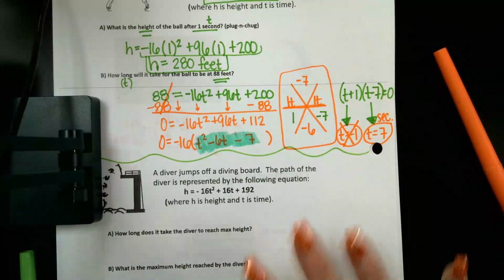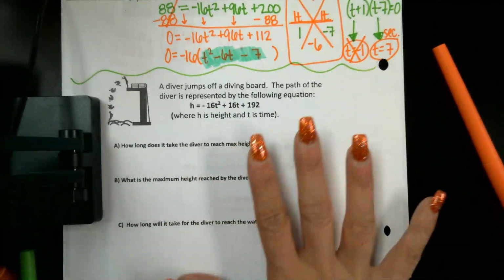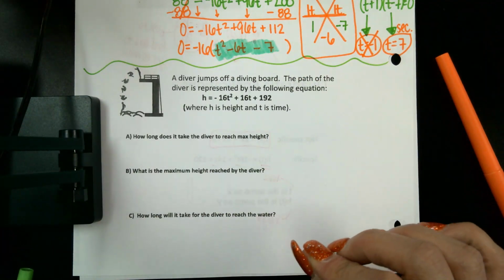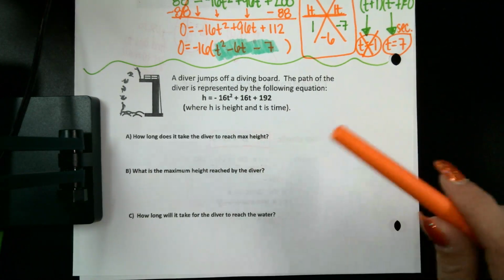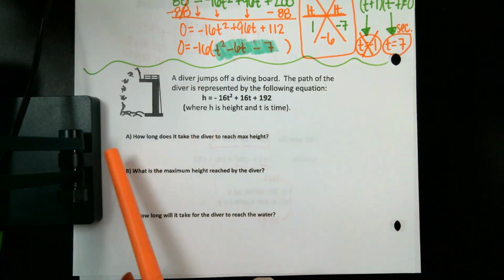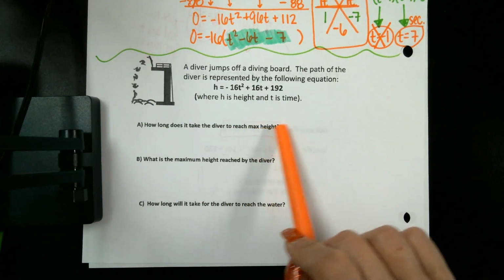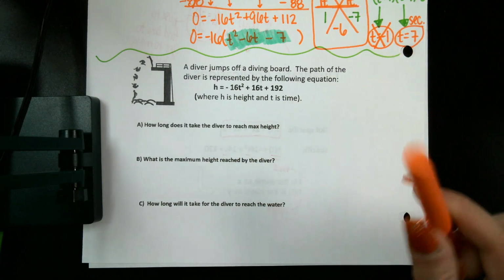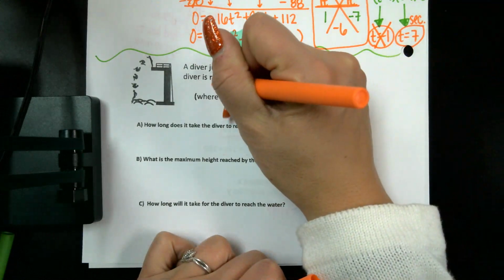Okay, now we're going to do another problem down here at the bottom. Now this is more like the ones that you will see. There are going to be different pieces. The first two pieces go kind of together because the first question is, how long will it take the diver to reach max height? And then it asks for the max height. Okay, so let's read this. It says a diver jumps off a diving board. The path of the diver is represented by this equation.